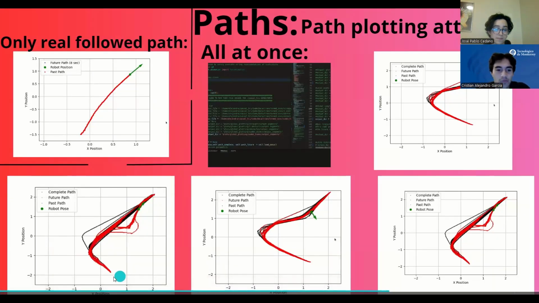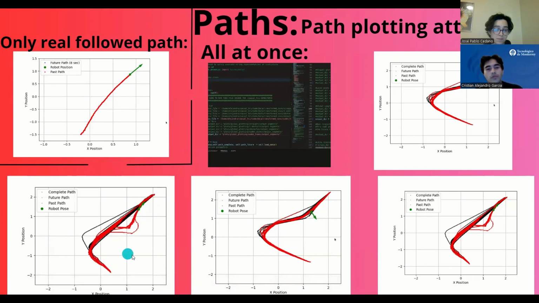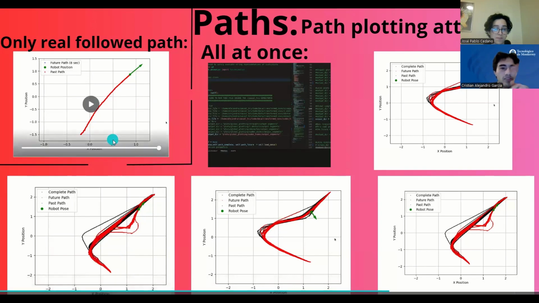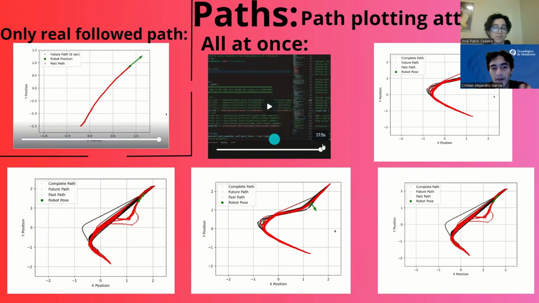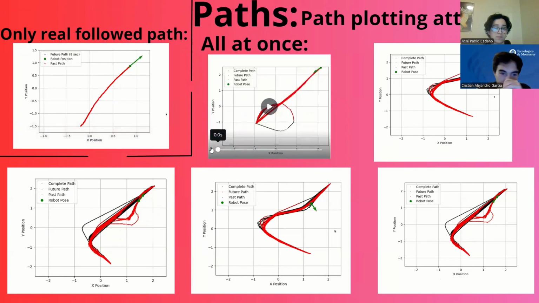So this is the past plotting of the robots. In the top left corner, we can see only one path, which is basically the real path that the robot followed, and its future path. It is quite sped up, so that's why it goes really quick. But yeah, we could not fit that into the causal model.